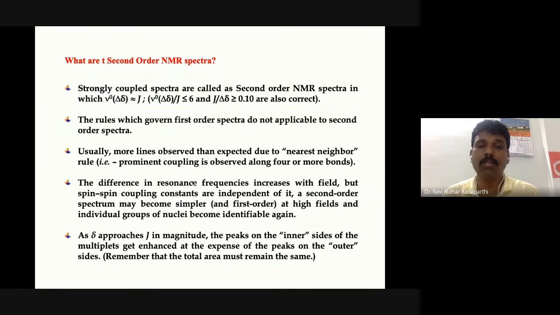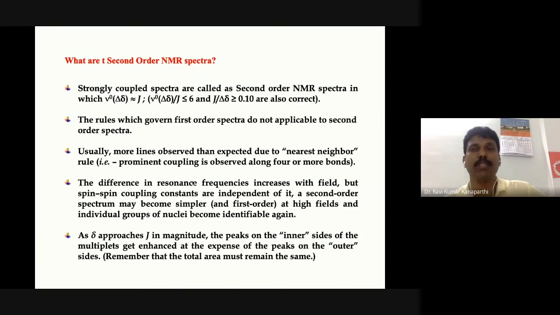So the n+1 rule cannot really tell you how many protons are there on the neighboring carbon, or neighboring atoms, if it is a second order spectrum. Whereas in the first order spectrum, well, that is possible. This is also true that a second order spectrum becomes a first order spectrum as you increase the field strength.